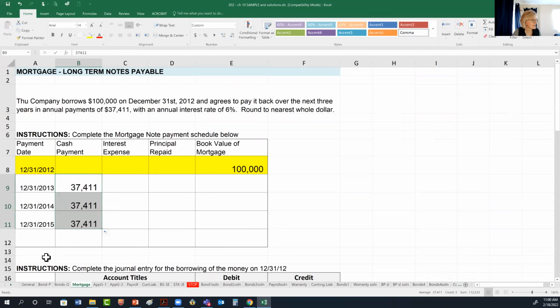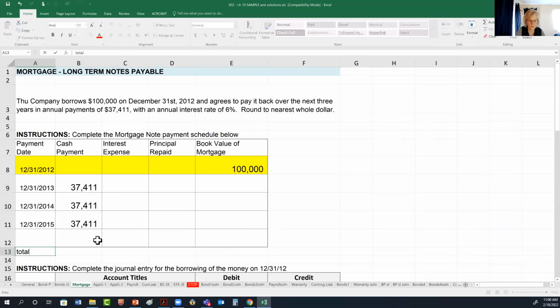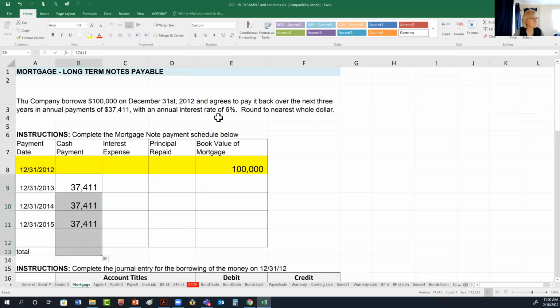And I always like to say, what was the total that you ended up paying back? It's just sort of interesting to get the bad news. So you borrowed 100,000 over 3 years, and you're paying a total of 112,000 back. So basically your cost of borrowing was 12,233. Everybody see that? Okay.